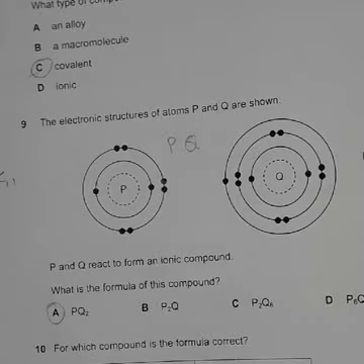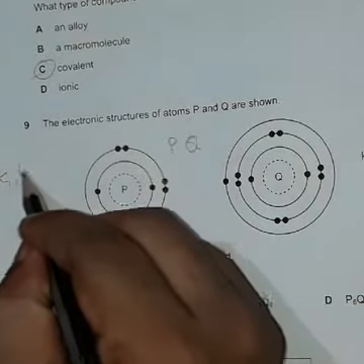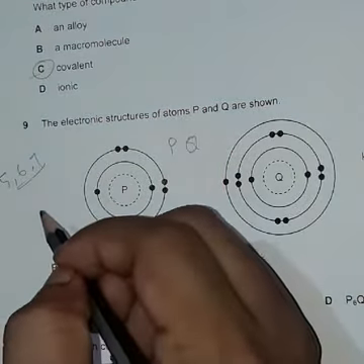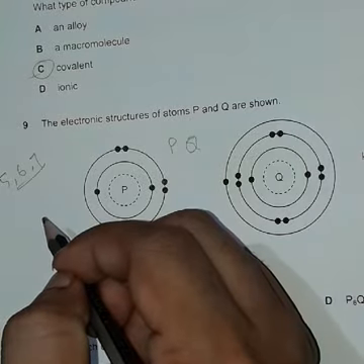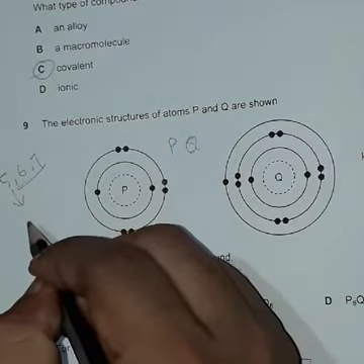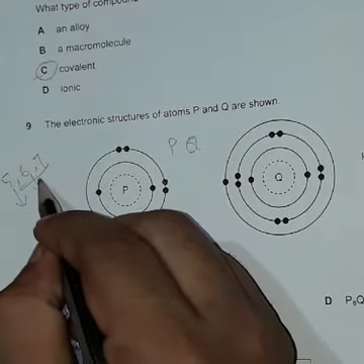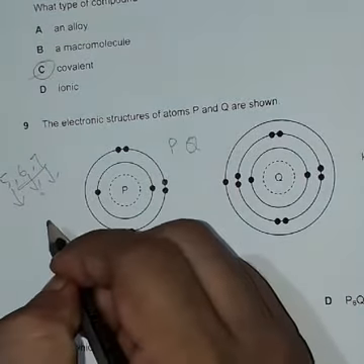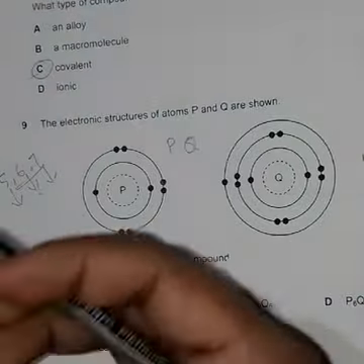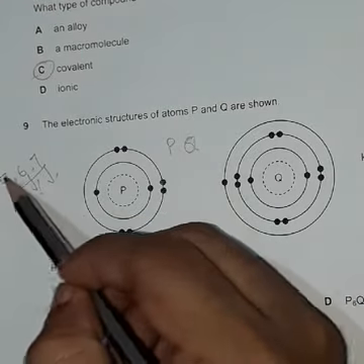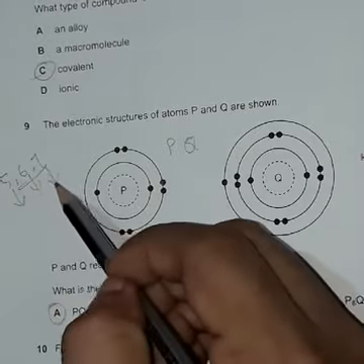You know, atoms with the outer shell 5, 6, 7 receive electrons. 5 receives 3 more electrons, 6 receives 2 more electrons, 7 receives 1 more electron to complete its octet.